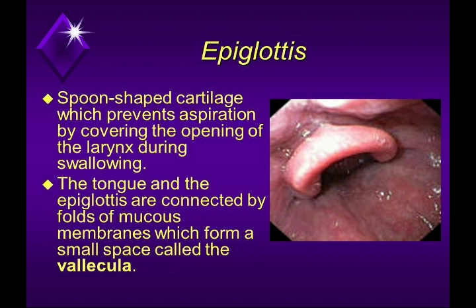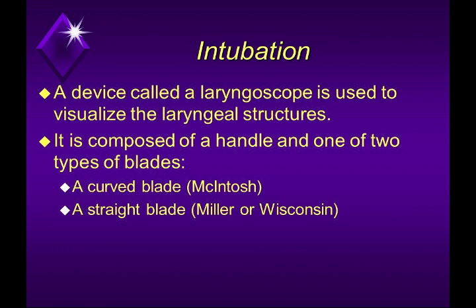Okay. The epiglottis looks like a spoon. It's at the base of the tongue. And there is a small space located between the epiglottis and the tongue that is called the vallecula. It's an important anatomical landmark that we'll need when we talk about intubation, located at the base of the tongue, right where the epiglottis and the tongue are joined.